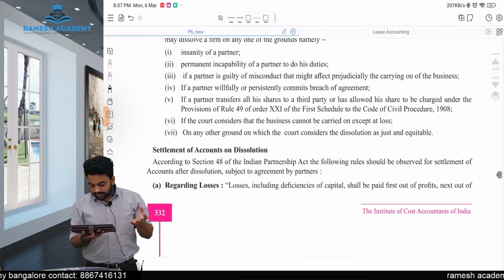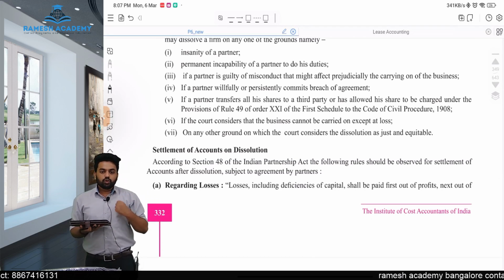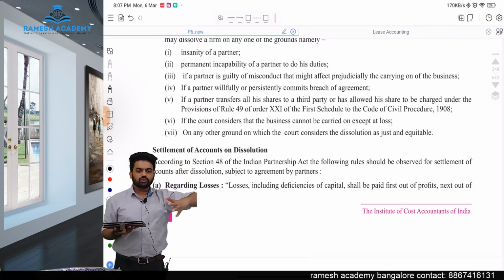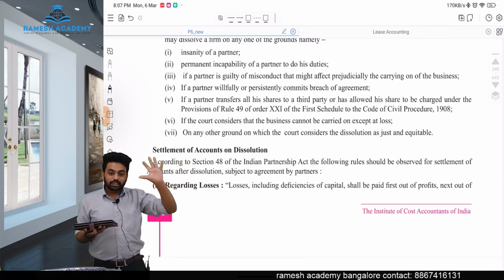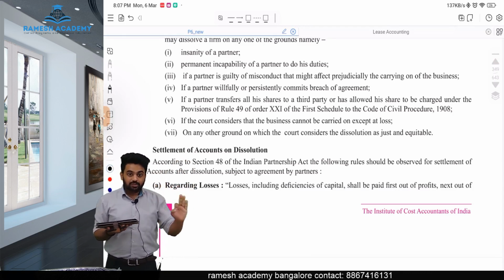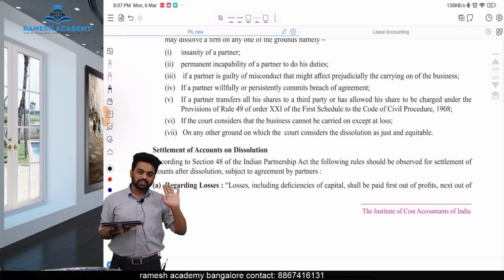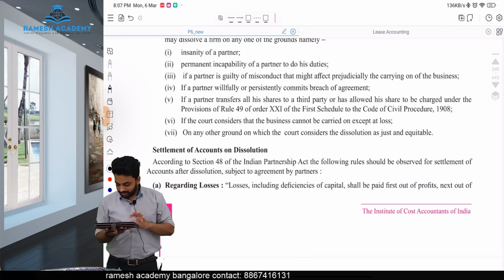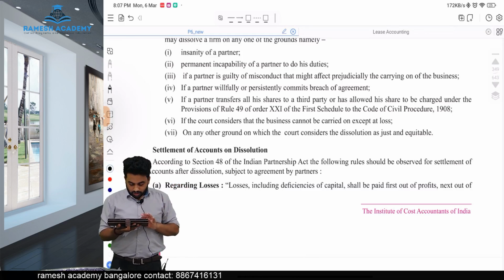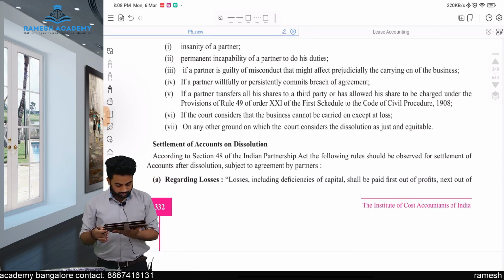And if the court considers that the business cannot be carried on except at a loss, you will say, okay, we will get our business into profit, if not today, tomorrow. But still, if the court feels that you are in such a business that you are never going to earn a profit, then the court might ask you to stop it and do something else. That might be one of the reasons. Or any other ground on which the court considers dissolution just and equitable.